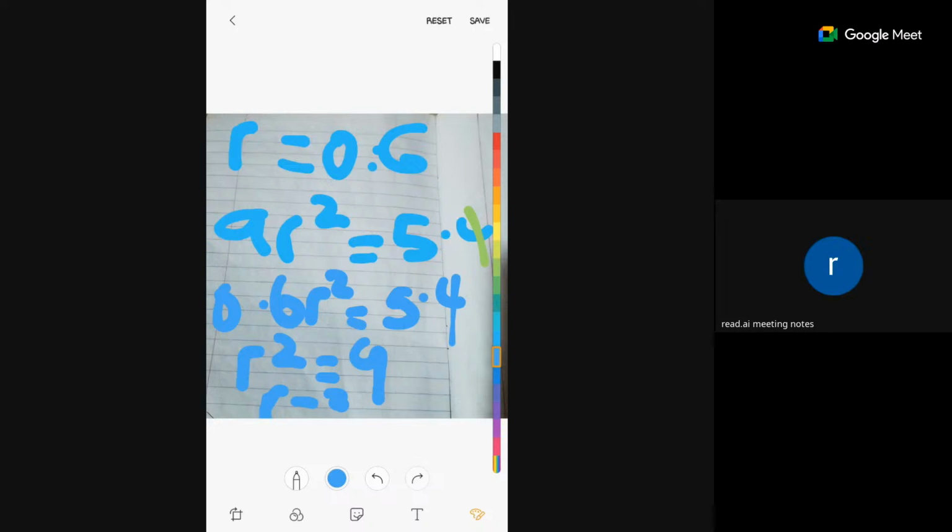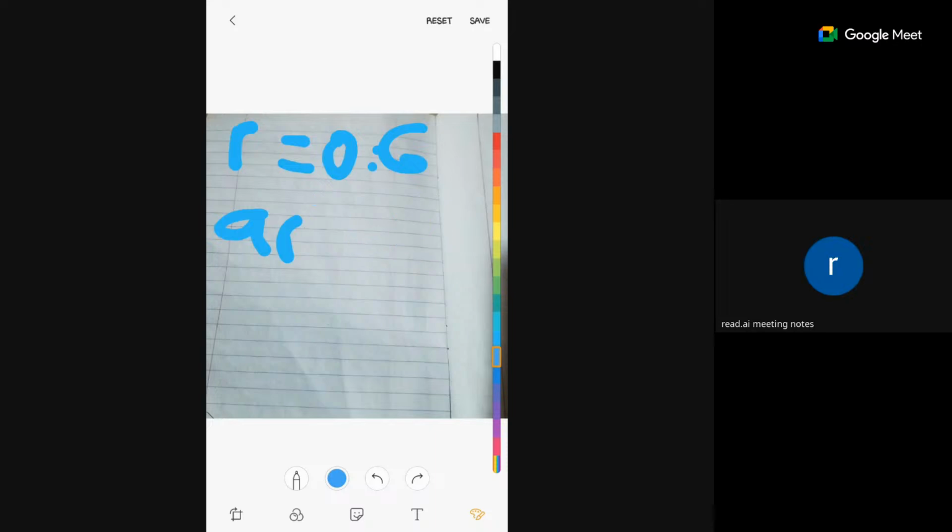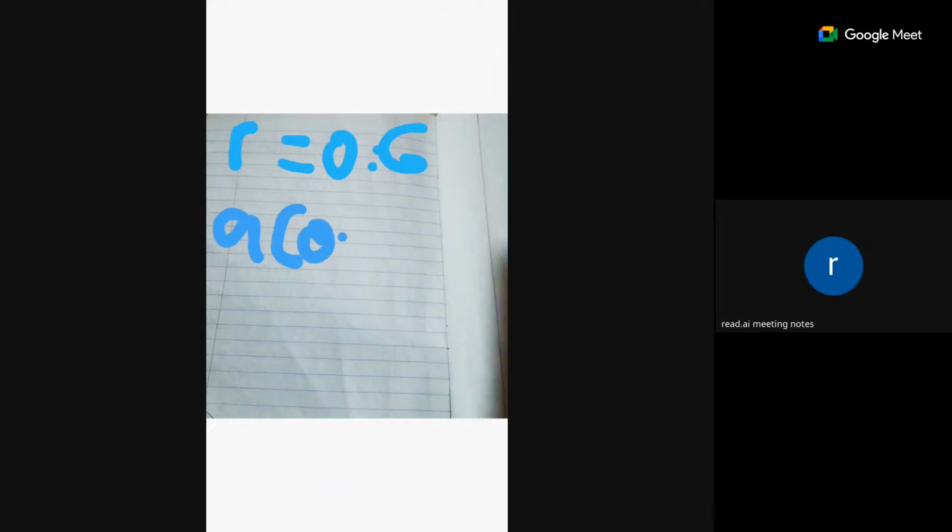sorry, we are looking for a. I don't know why I'm very familiar with it. We are looking for a. So that should be a into bracket 0.6 square. Do you get? Then equals to 5.4.